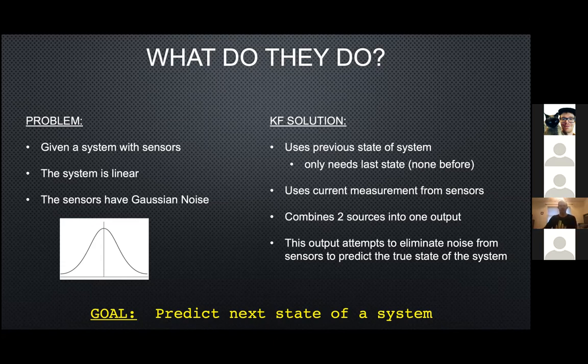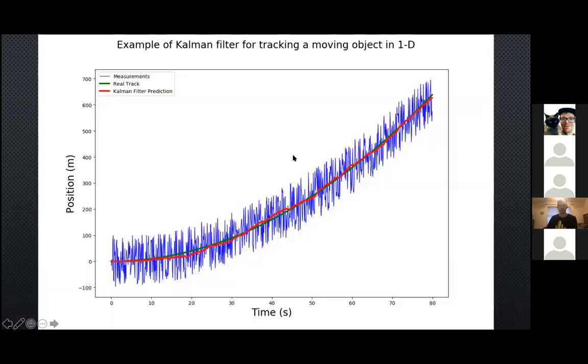So let me see if I can get this to go. Here we go. This is a really good example; I told you I'd come back to this graph. The blue is the measurements. This is basically the sensor, and you can see how noisy it actually is. Now the real track, meaning where the object actually is, is the green, and the red is basically what the Kalman filter is doing.